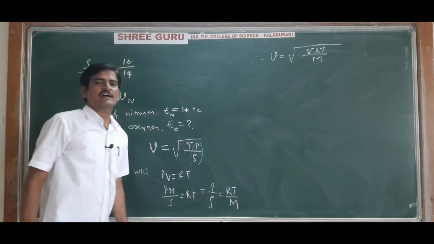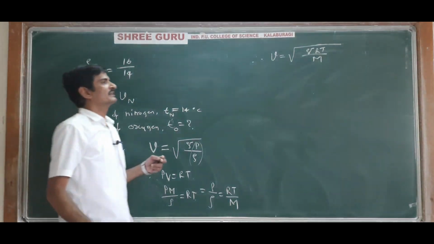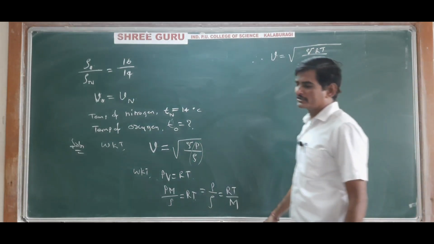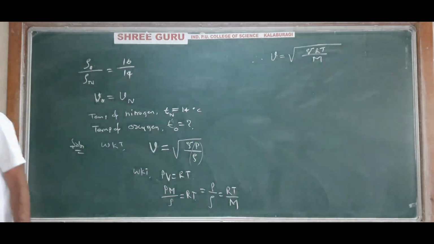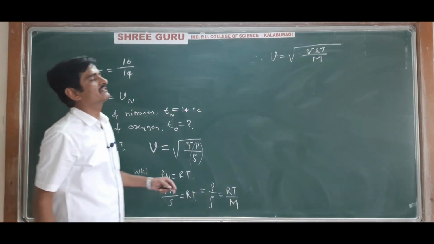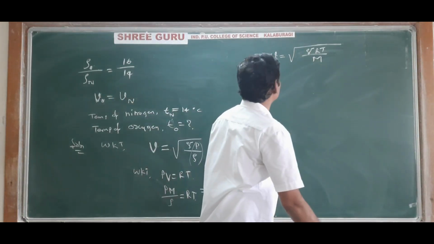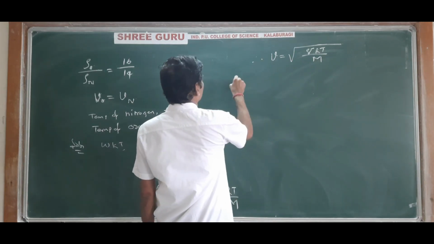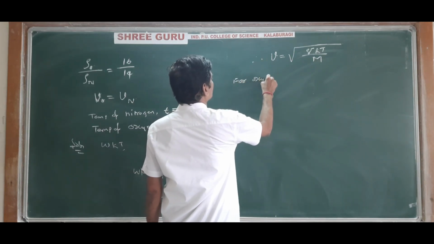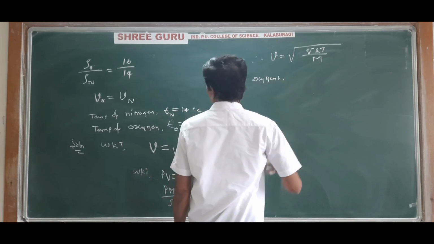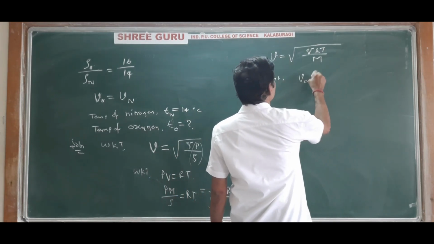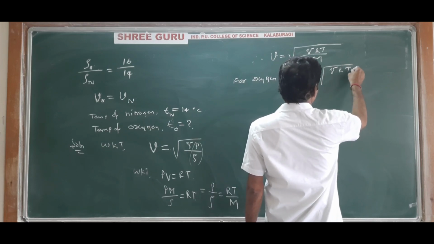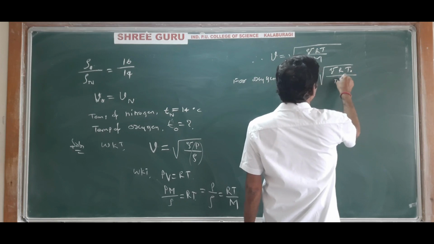So V, the velocity of sound in a gaseous medium, is equal to under root gamma RT divided by M. Gamma is called the ratio of specific heats, R is the universal gas constant, T is temperature, M is the molar mass of that gas. Okay, so now this formula for oxygen: V naught is equal to under root gamma R T naught divided by M naught.